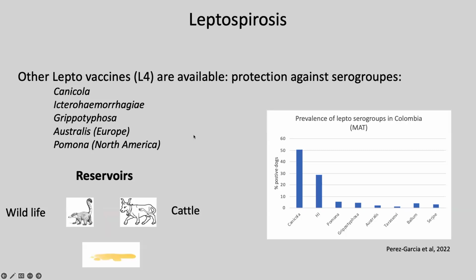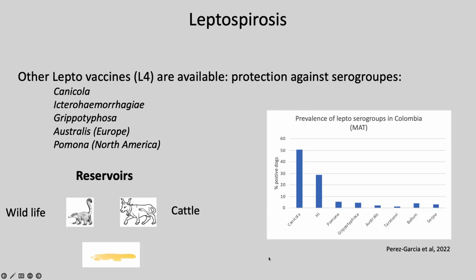But we also have other kinds of vaccines that are called L4 vaccines. In these L4 vaccines, we have once again the serogroup Canicola, the serogroup Icterohaemorrhagiae, and the serogroup Grippotyphosa. And for the European vaccine, we also have the serogroup Australis, and in North America, the serogroup Bratislava. What do we know about those 3 serogroups? More or less that the reservoir is both wildlife and cattle.